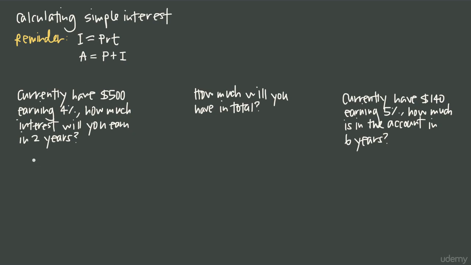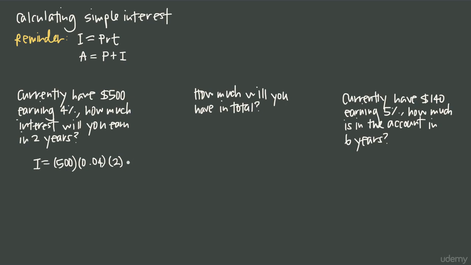So let's say that our interest, I, is going to be equal to the principal, which is $500, multiplied by the rate. Well, we're told that the rate is 4%. We want to convert that to a decimal. So 4%, remember, is not 0.4. That would be 40%. 4% is 0.04. So we express 4% as 0.04. And then the time we've been told is 2 years. We're going to wait 2 years to see how much interest we will have earned.